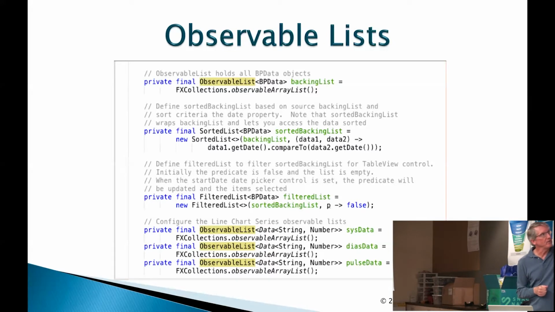And then finally, the filtered list down below is going to do a new to create the filtered list and use the sorting backing list behind it, and then that's the predicate. P arrow false means that it would be empty at this point. There wouldn't be anything in it. And then these are what we're actually instantiating the list. Yeah, the very bottom of it, those are observable lists that are used by the line chart.